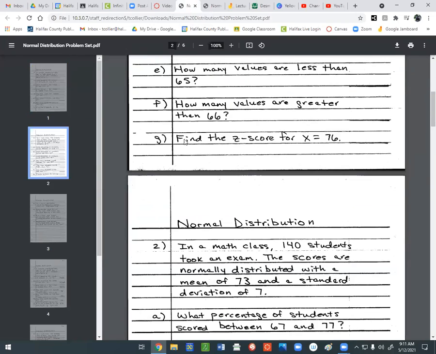Okay. Question F is going to say how many values are greater than 66? I want you to go ahead and try that on your own.